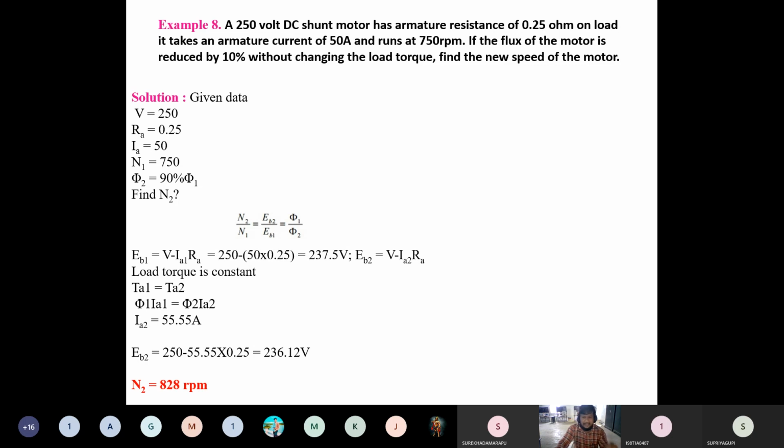The relation is the same: N is proportional to EB by pi, that is N2 by N1 is equal to EB2 by EB1 into pi 1 by pi 2. So that relation is the same for all speed control problems. But you have to observe the line, that means the specification they have given, clearly. Then torque is constant. Otherwise, torque is 20% of the loaded condition. Otherwise, double the torque.